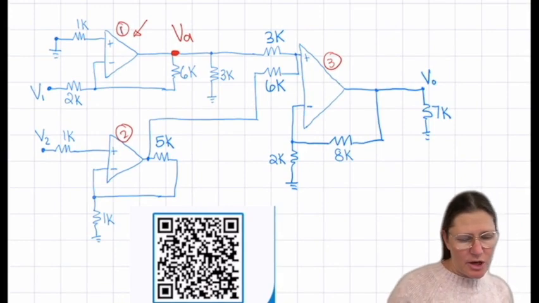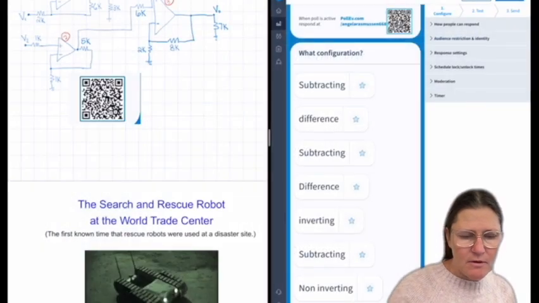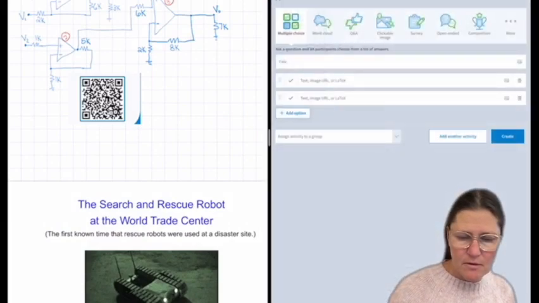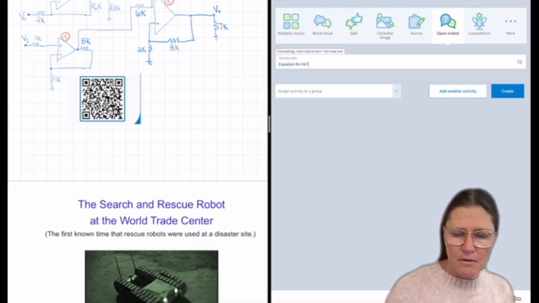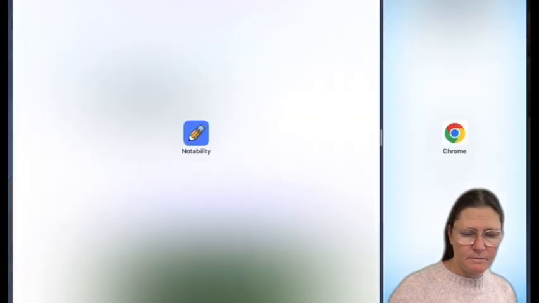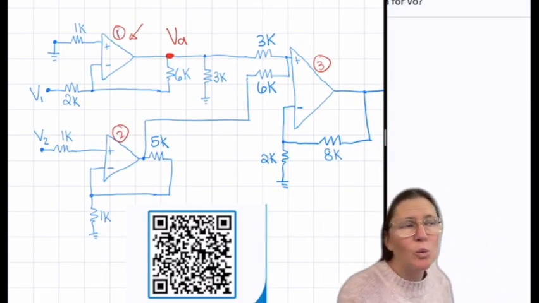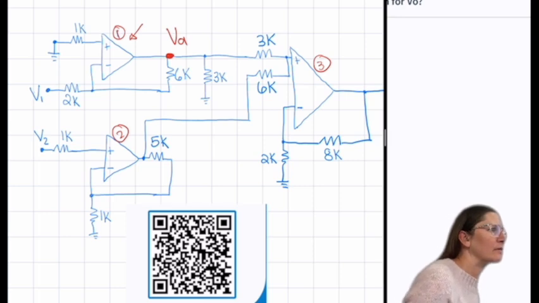So what is going to be the equation for VO1? You're going to use the same technique to identify what kind of configuration this is, and then you're going to use that table to determine the actual value that it's giving you for the gain.